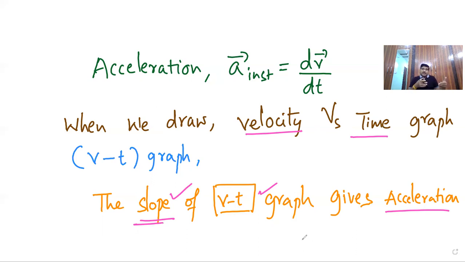What we have seen earlier, if we draw a displacement time graph, the slope of the displacement time graph gives velocity. Similarly, when we draw a velocity versus time graph, the slope of the VT graph gives acceleration. Clear? Okay. Now, observe. Here I am showing two examples.